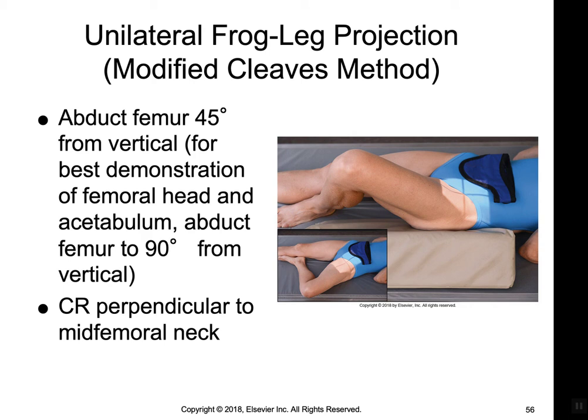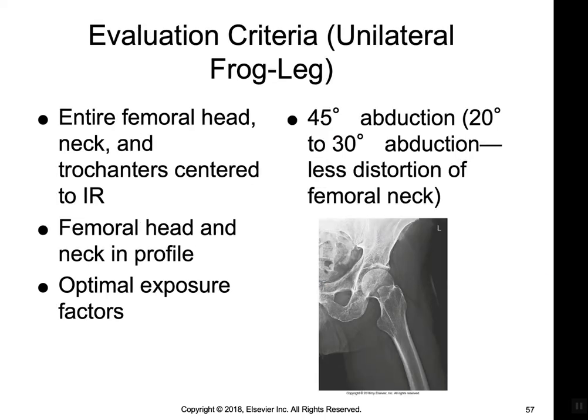And this actually has breathing instructions. You're going to hold your breath. And I also missed that on the AP unilateral hip. Going to hold your breath, okay? What will you see? The entire femoral head, neck, and trochanters centered to the IR. Femoral head and neck in profile using optimal exposure factors. And here's that picture. A 45-degree abduction, 20 to 30 abduction, less distortion of the femoral neck.